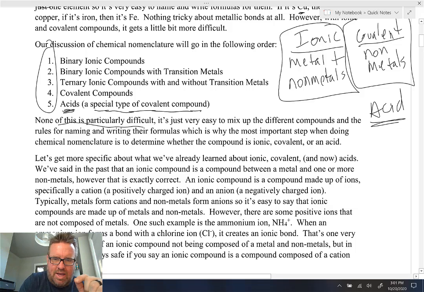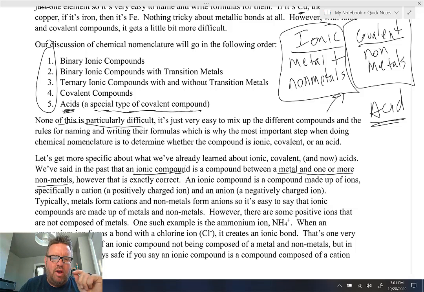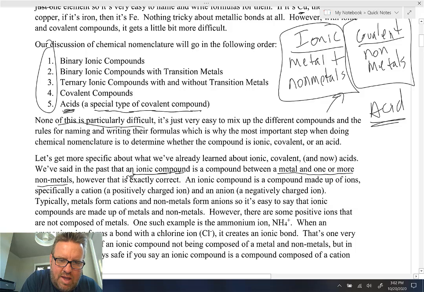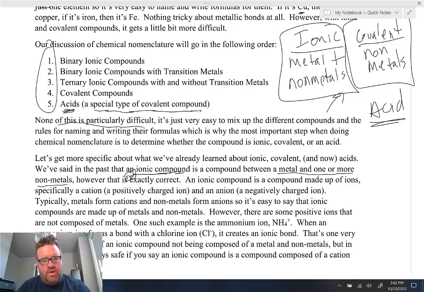Okay, and remember, here's some of the stuff that I wrote up here. An ionic compound is between a metal and one or more nonmetals. What's funny is that when I wrote these notes, I forgot a word in here. There should be the word not. That is not exactly correct, and I need to fix that in the notes. We say an ionic compound is between a metal and one or more nonmetals, but that's not 100% true.